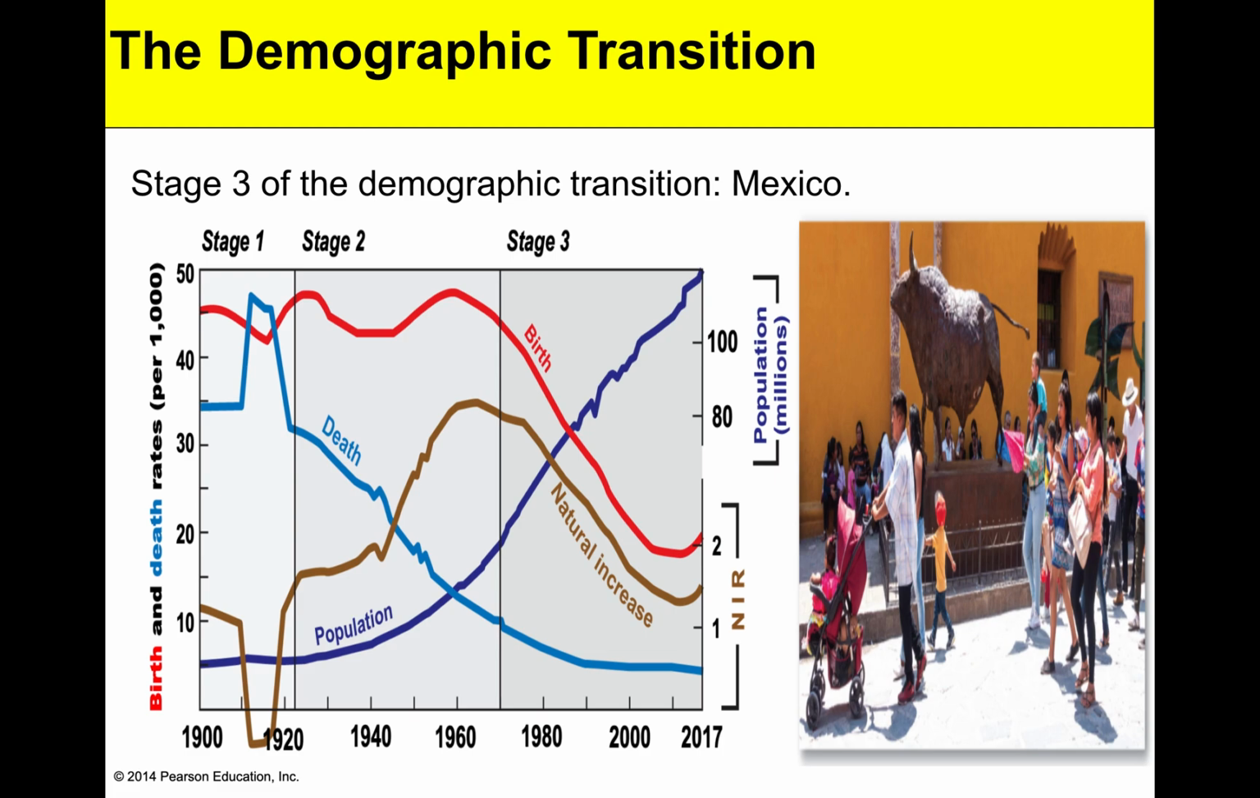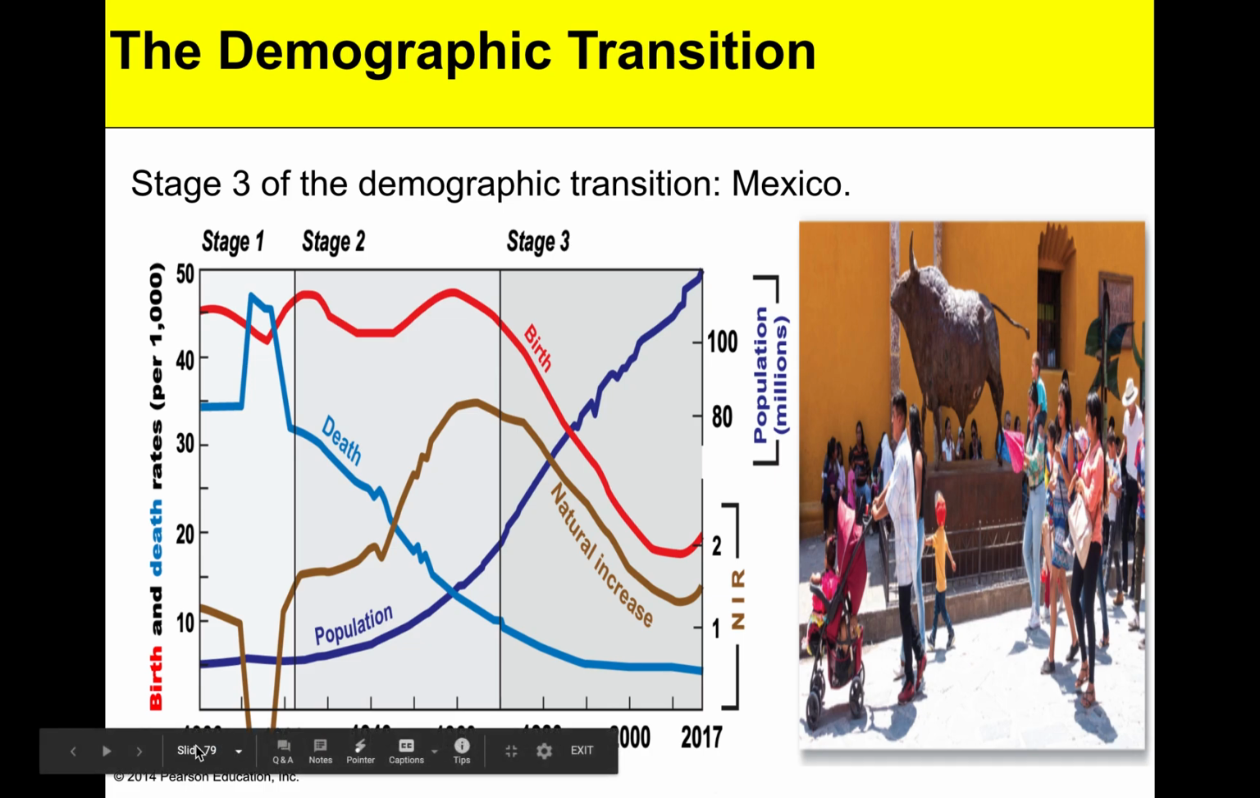rate. And we can assume, based on Mexico being in stage 3, that many people are moving to urban areas. There's more economic activity. More women are using contraceptives. They're having fewer children, and women are also entering the workforce.